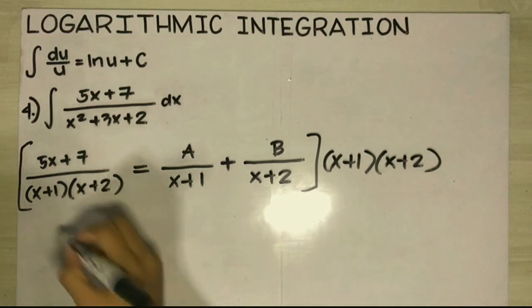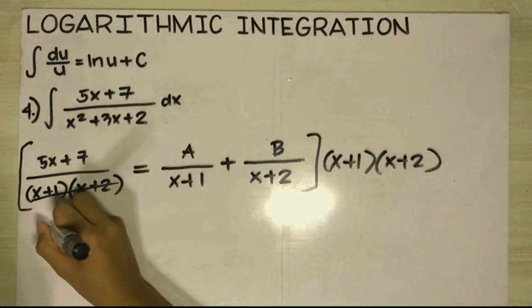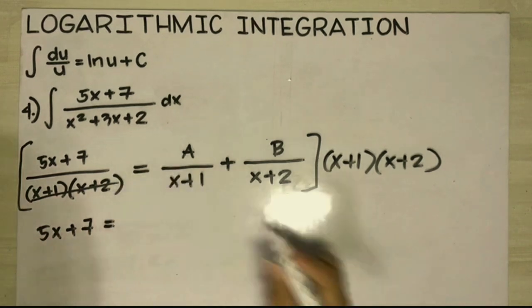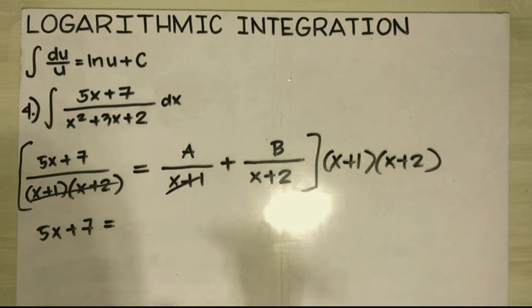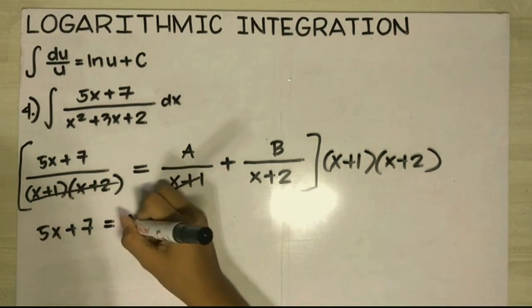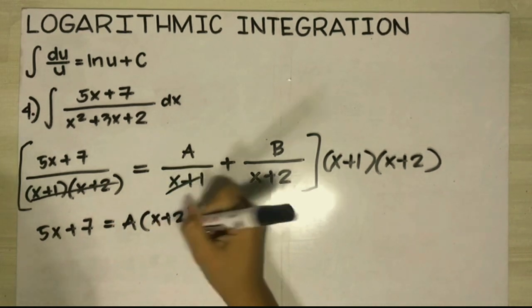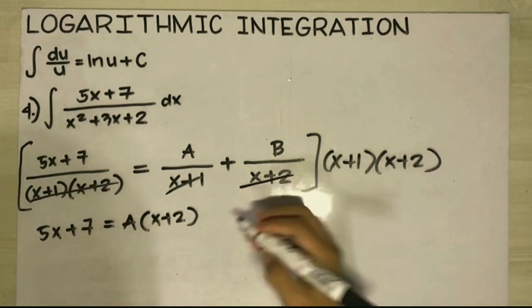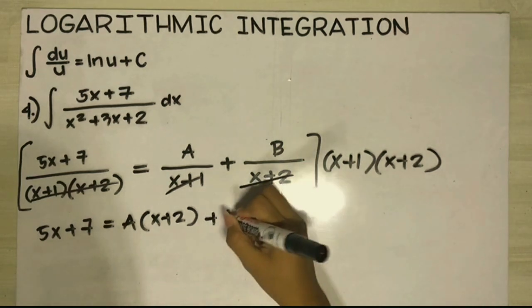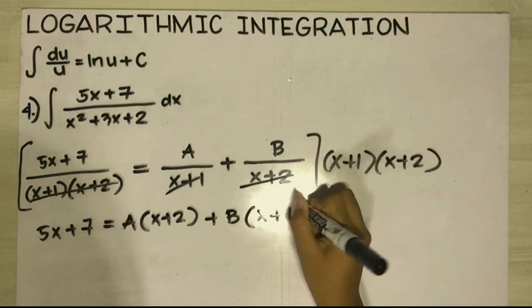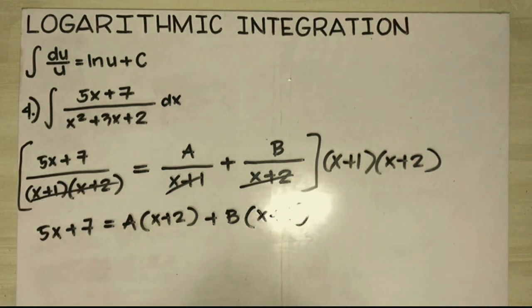So let's cancel this out. 5x plus 7 is equal to, cancel the x plus 1, we have the remaining a times x plus 2, and cancel the x plus 2 to get b times x plus 1. Our next step is to think of what value of x can cancel a or b.